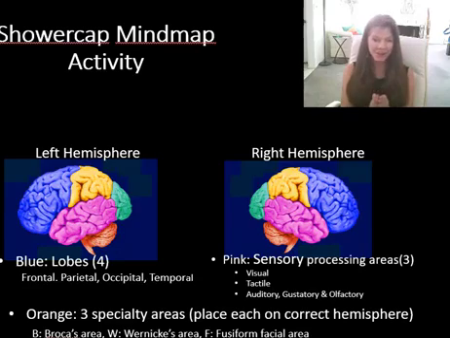On each of the pink ones, you write one of the 3 sensory processing areas. And on each of the yellow ones, one of the 3 specialty areas. Then you put the shower cap on one of your group members and you stick the notes where they belong to show the location.